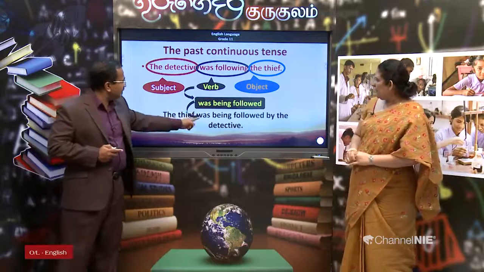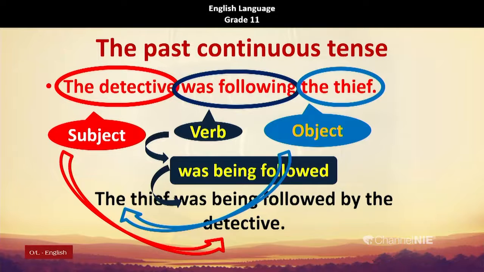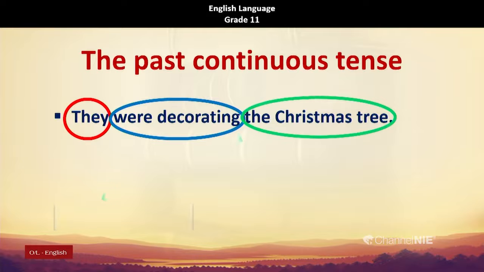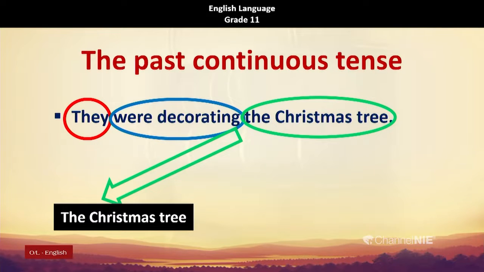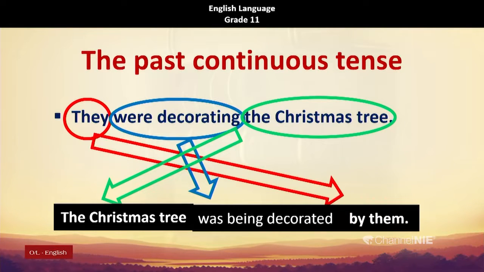Okay. Now, you see the verb is used here and then the agent and the subject. Yes, in the previous one we discussed the present continuous and here the past continuous. So, was or were. Let us have a look at another example. They were decorating the Christmas tree. The Christmas tree is the object and they is the subject. Were decorating is the verb. So, the Christmas tree should be the subject of the passive voice sentence. The Christmas tree is a singular noun and you have to use was being decorated, and this is how we can convert it into passive voice.